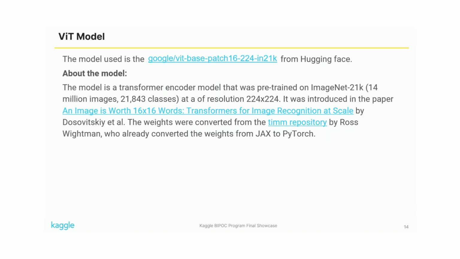The model used is the Google ViT-base model from Hugging Face. The model is a transformer encoder model that was pre-trained on ImageNet-21k at a resolution of 224 by 224. It was introduced in the paper, An Image is Worth 16x16 Words: Transformers for Image Recognition at Scale by Dosovitskiy et al. The weights were then converted from the timm repository by Ross Wightman, who already converted the weights from JAX to PyTorch.